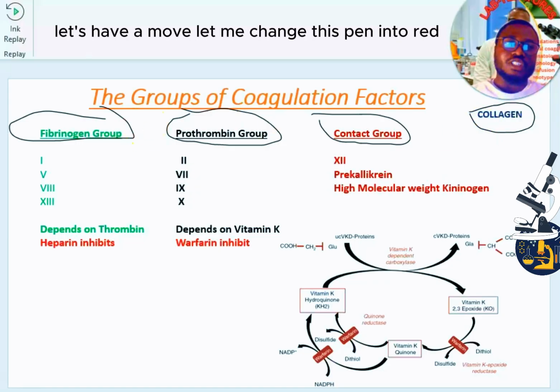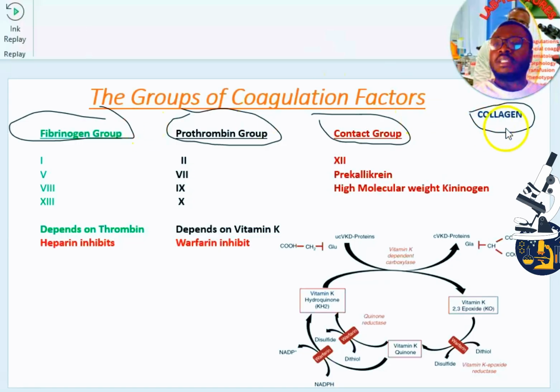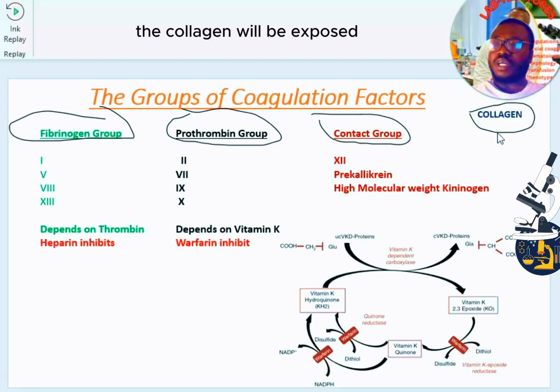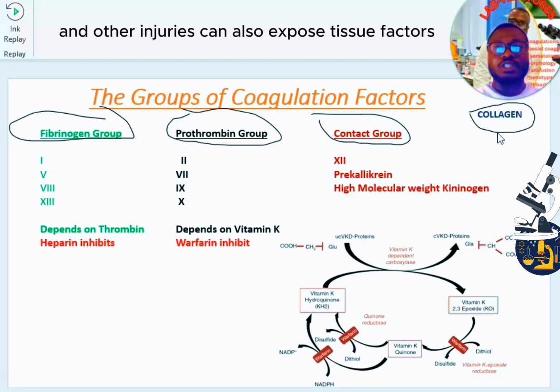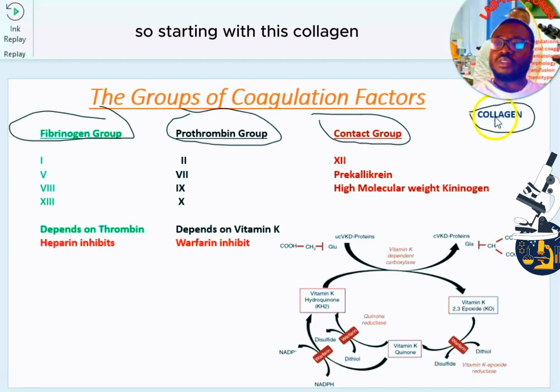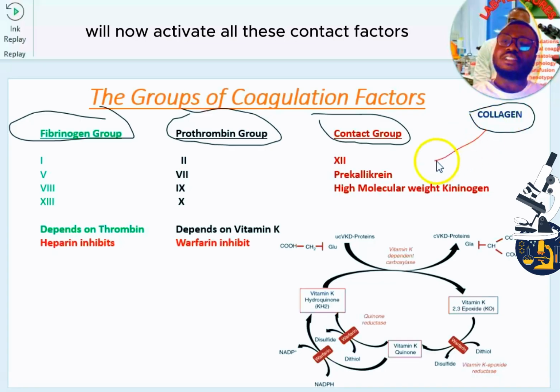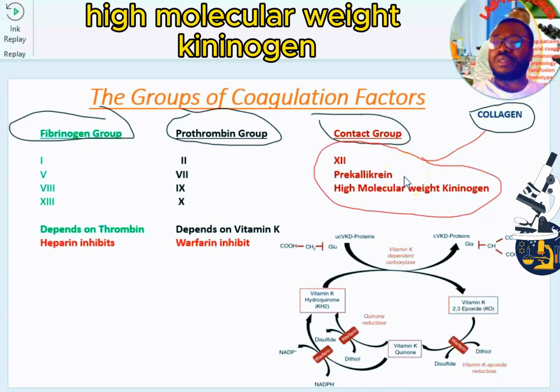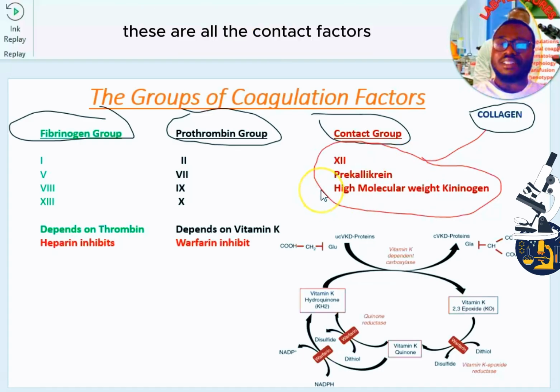Let me change this pen into red. The flow will be that in the body, for primary hemostasis, when there is an injury in the blood vessels, the collagen will be exposed. Other injuries can also expose tissue factors, which I'll go into in a second. So starting with this collagen exposed will now activate all these contact factors. Mentioning them, we've got factor 12, prekallikrein, and high molecular weight kininogen.